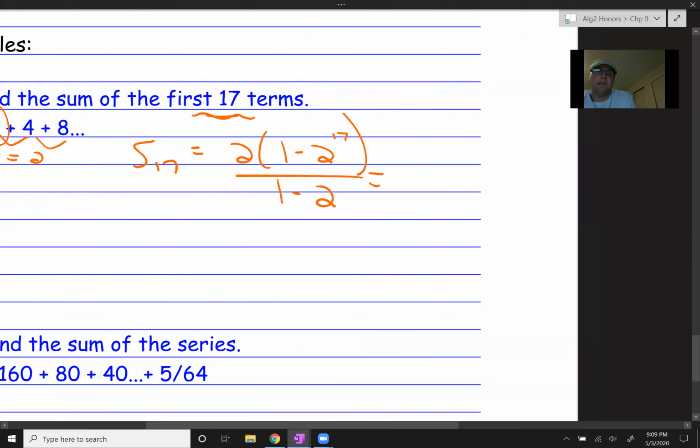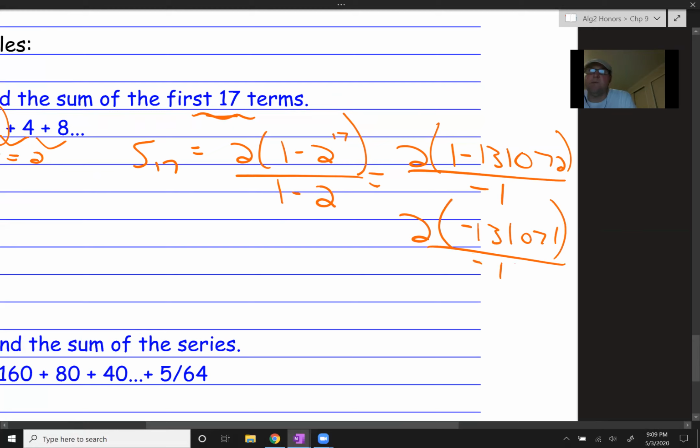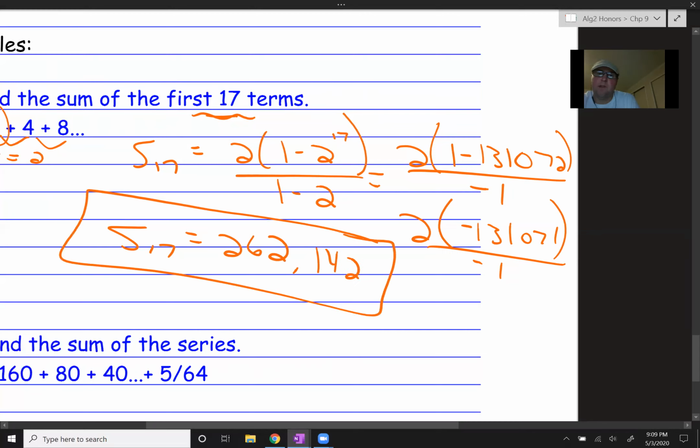All right, so we're going to do 2 to the 17th and then 1 minus that. So 2 times 1 minus, this happens to be 131,072. Okay, it's over -1, which means we're just going to change the sign when we're done with it. -131,071 divided by -1. All right, so the sum of the first 17, remember geometric sequences grow very, very quickly, or they get small very, very quickly. This one is growing because it's multiplied by 2. And it turns out to be 262,142.